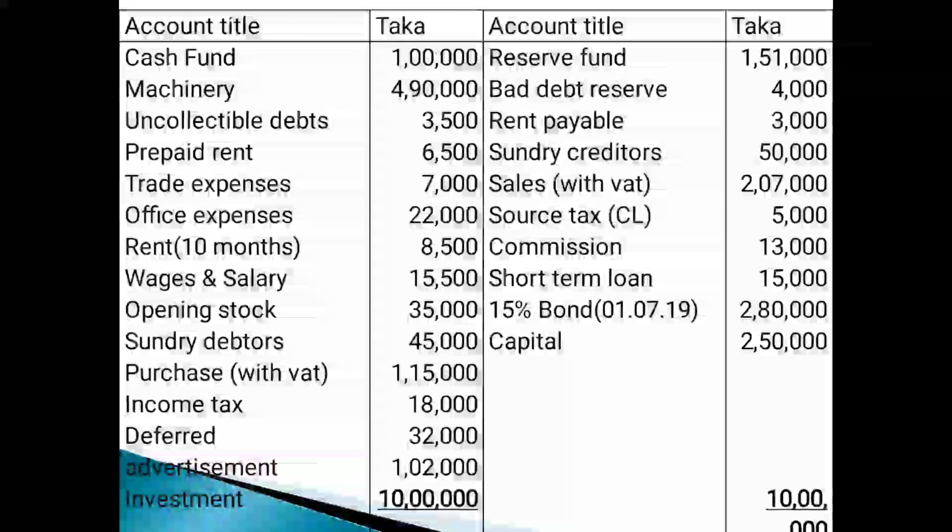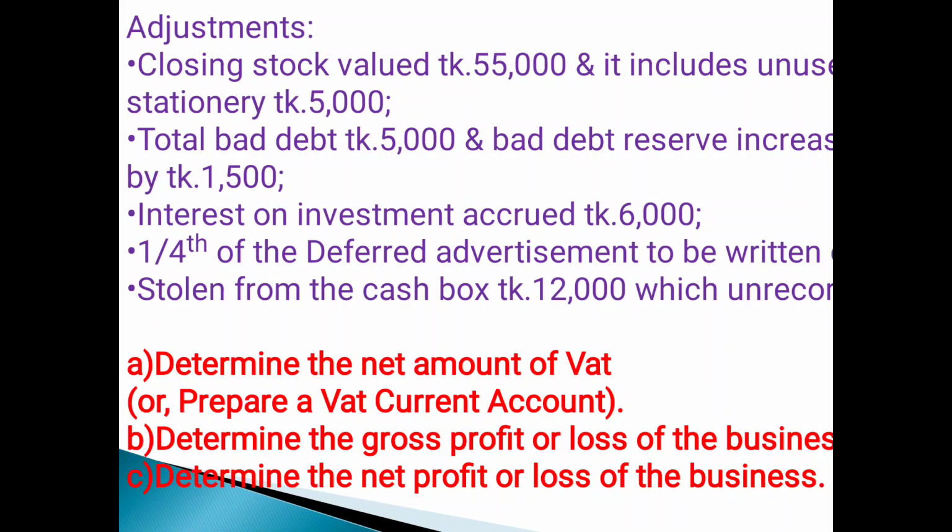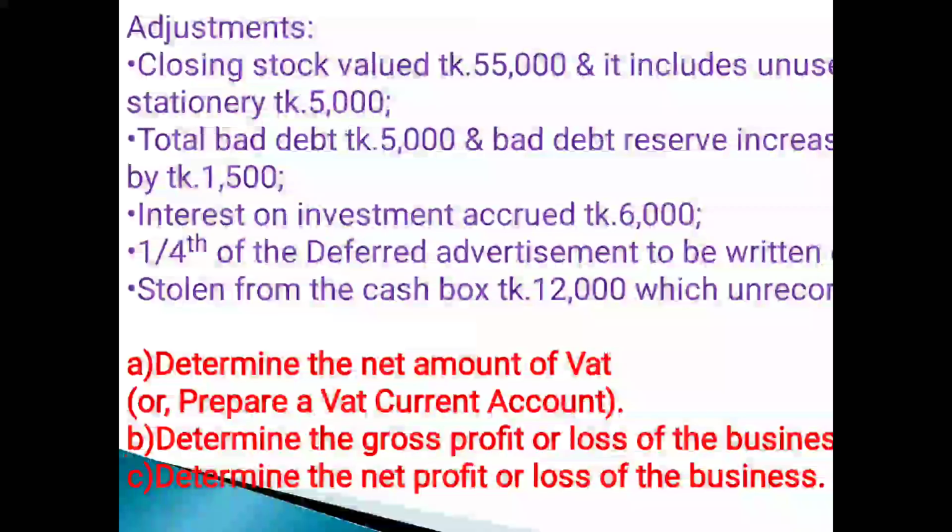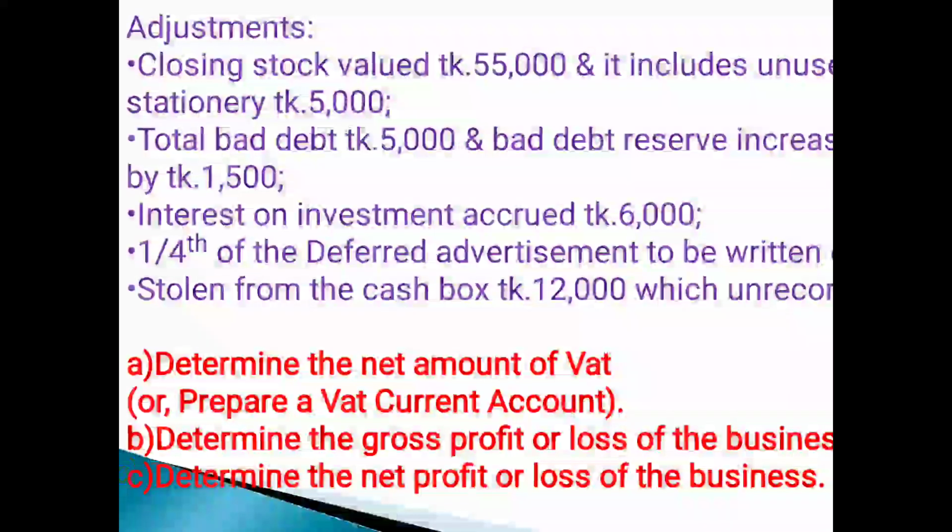The last item of the credit side is capital, taka 2,50,000. This amount is to be shown in the equity statement. The total amount of the trial balance is taka 10 lakh, on both the debit and credit sides. Dear learners, so you can see the adjustment of this math. The same adjustment is available for the previous one.